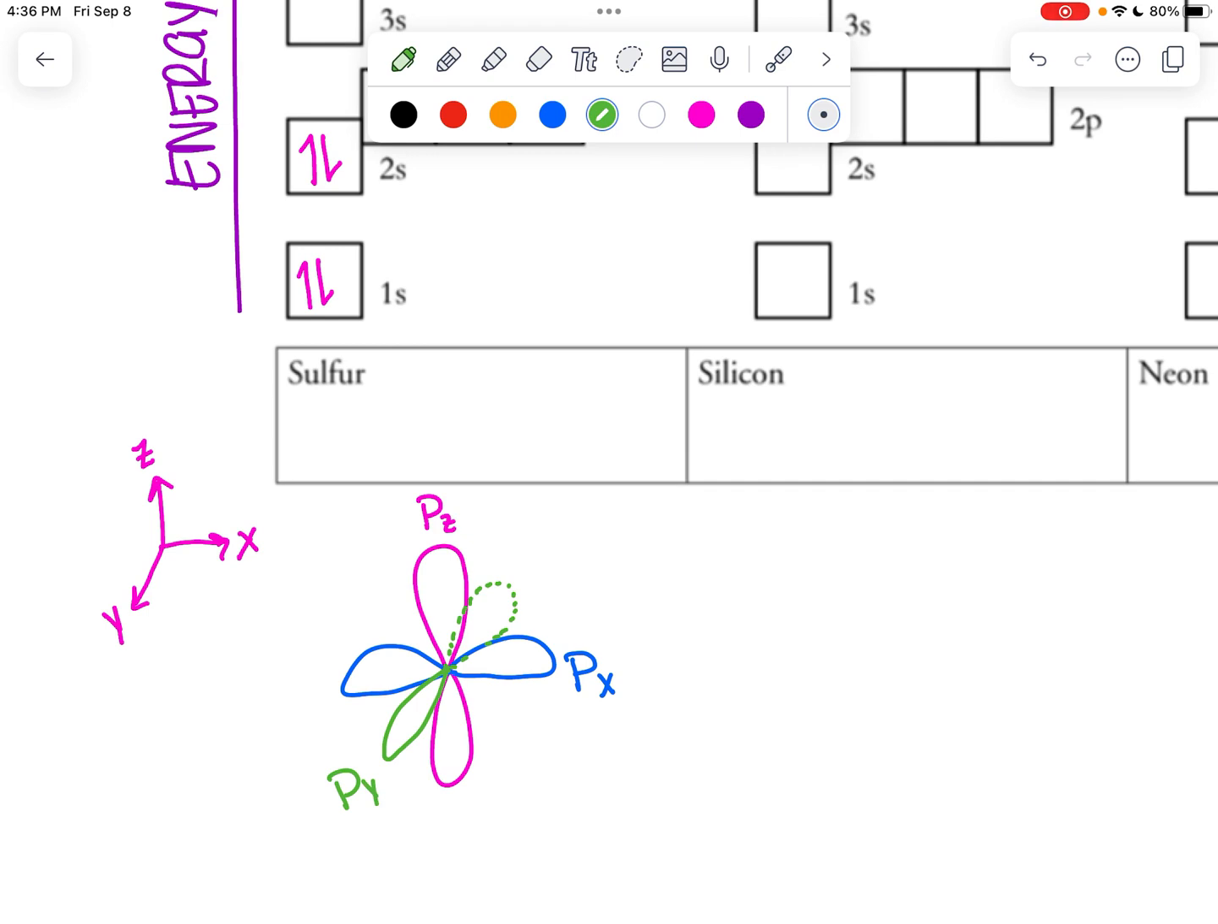And this will be py. So why would my electrons want to fill 1 electron in each of these orbitals before doubling up? It's all about repulsion. If I can put one electron here, one electron here, and one electron here, what I'm doing is maximizing the space between my electrons. This is going to minimize the repulsion between these electrons. So that's why we need to put one in each before doubling up.